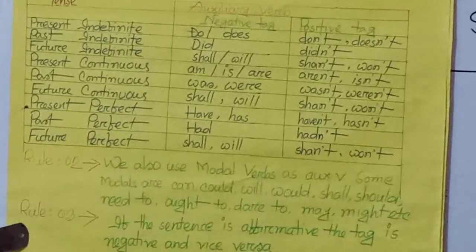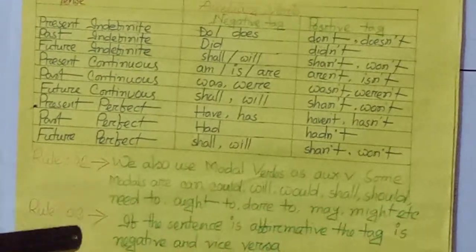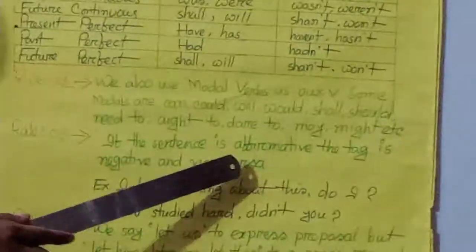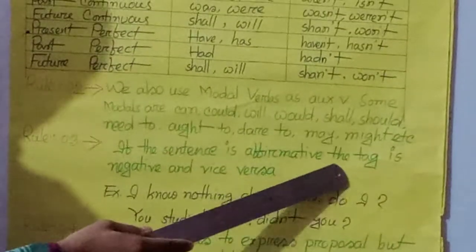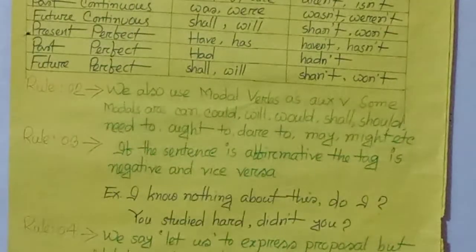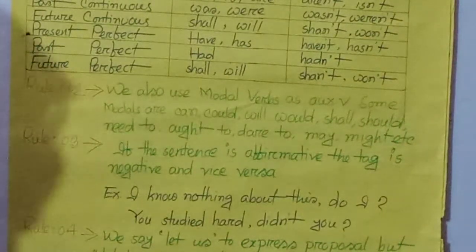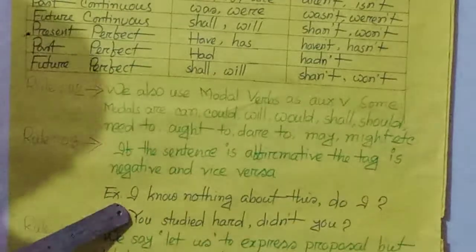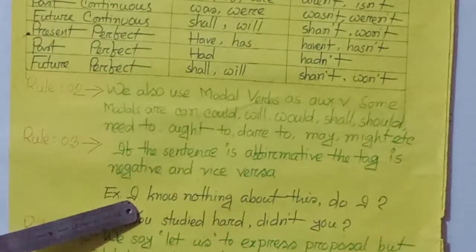Then, dear students, notice rule number 3. If the sentence is affirmative, the tag is negative, and vice versa. I said before, if the sentence is affirmative, the tag is negative, and if the sentence is negative, the tag is positive. Notice the example, dear students.